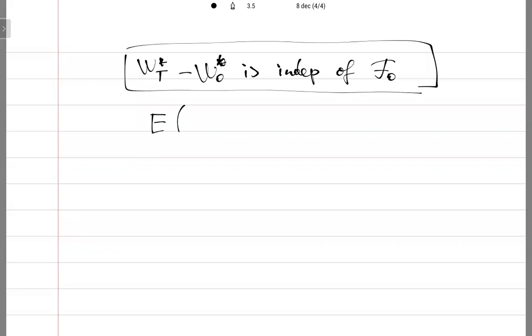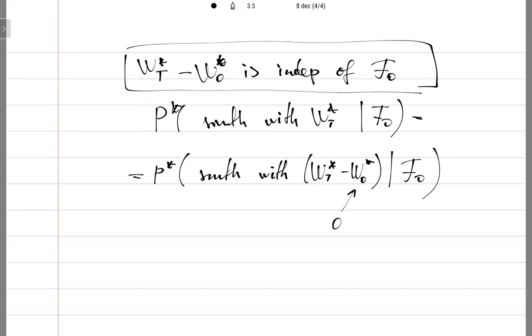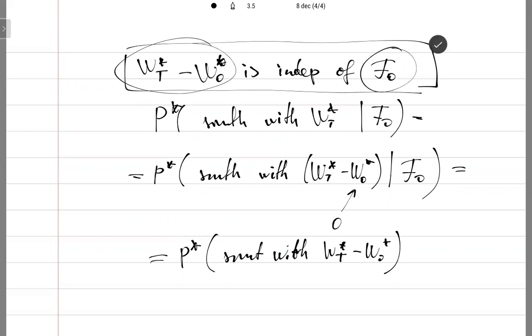So the probability of something with W_T star given F_0, I don't care what exactly it is. It is the probability that something happens with W_T star minus W_0 star, because W_0 is just zero. We may safely omit this sigma algebra because, by the property of the Wiener process, the future increment is independent of current information. So the conditional expected value is equal to the unconditional one, and we get rid of the sigma algebra. Thank you.